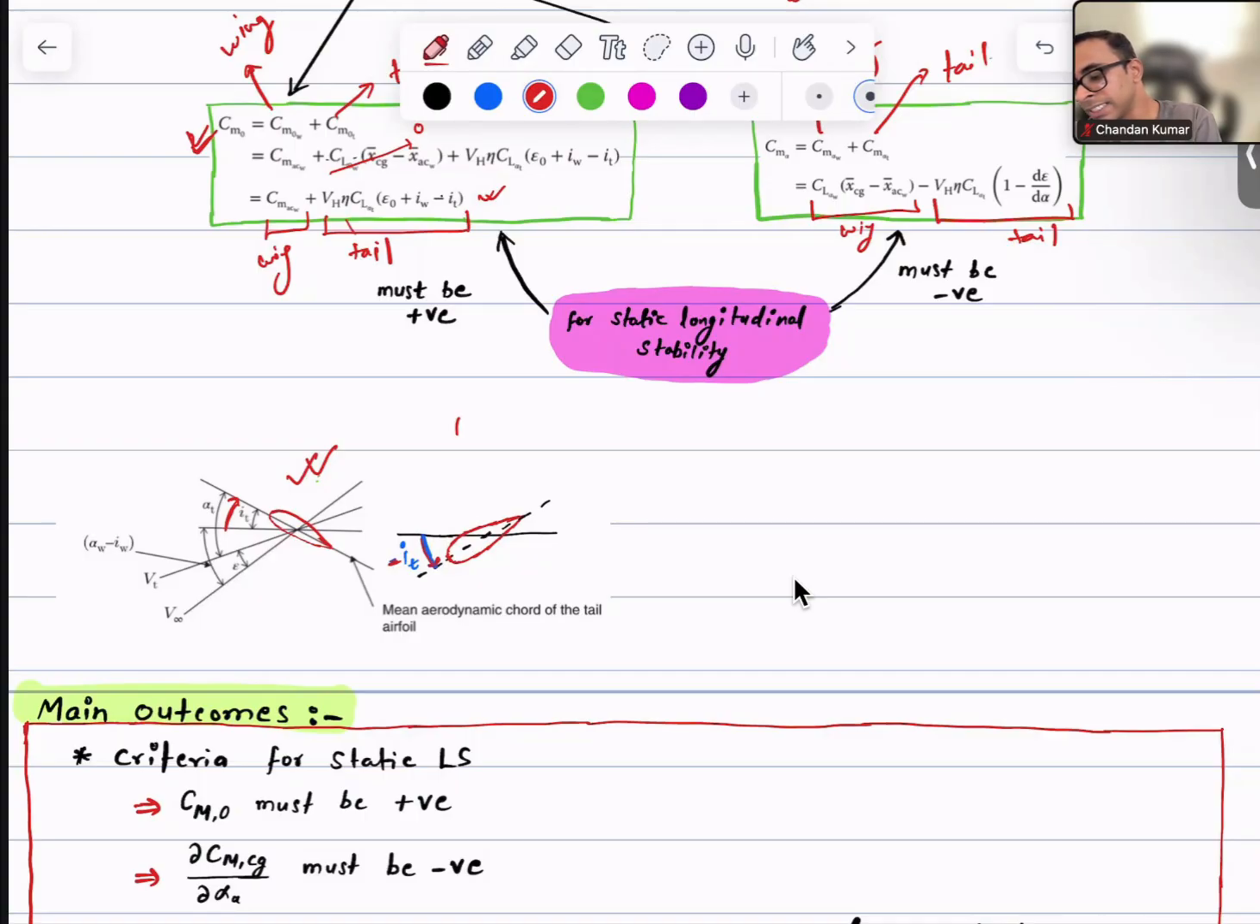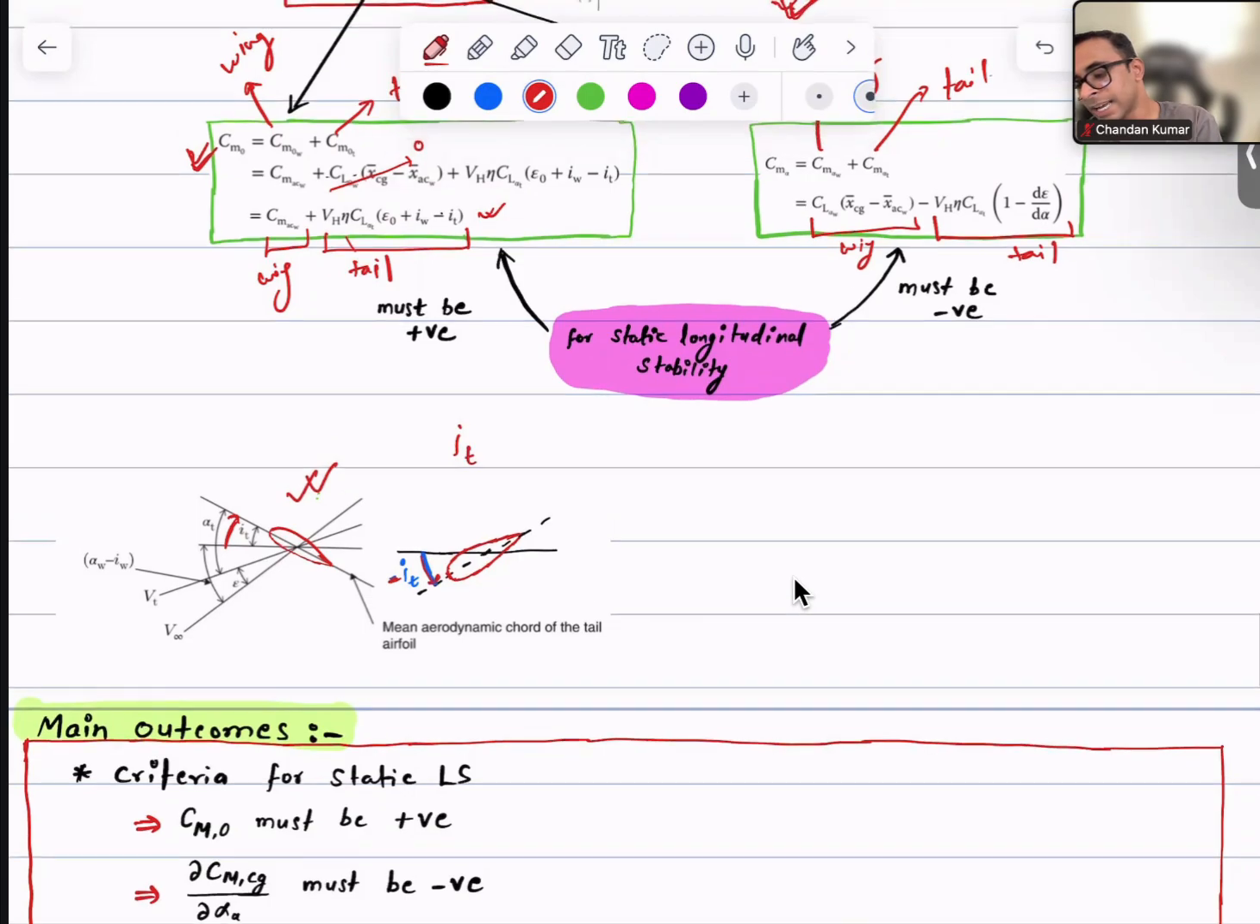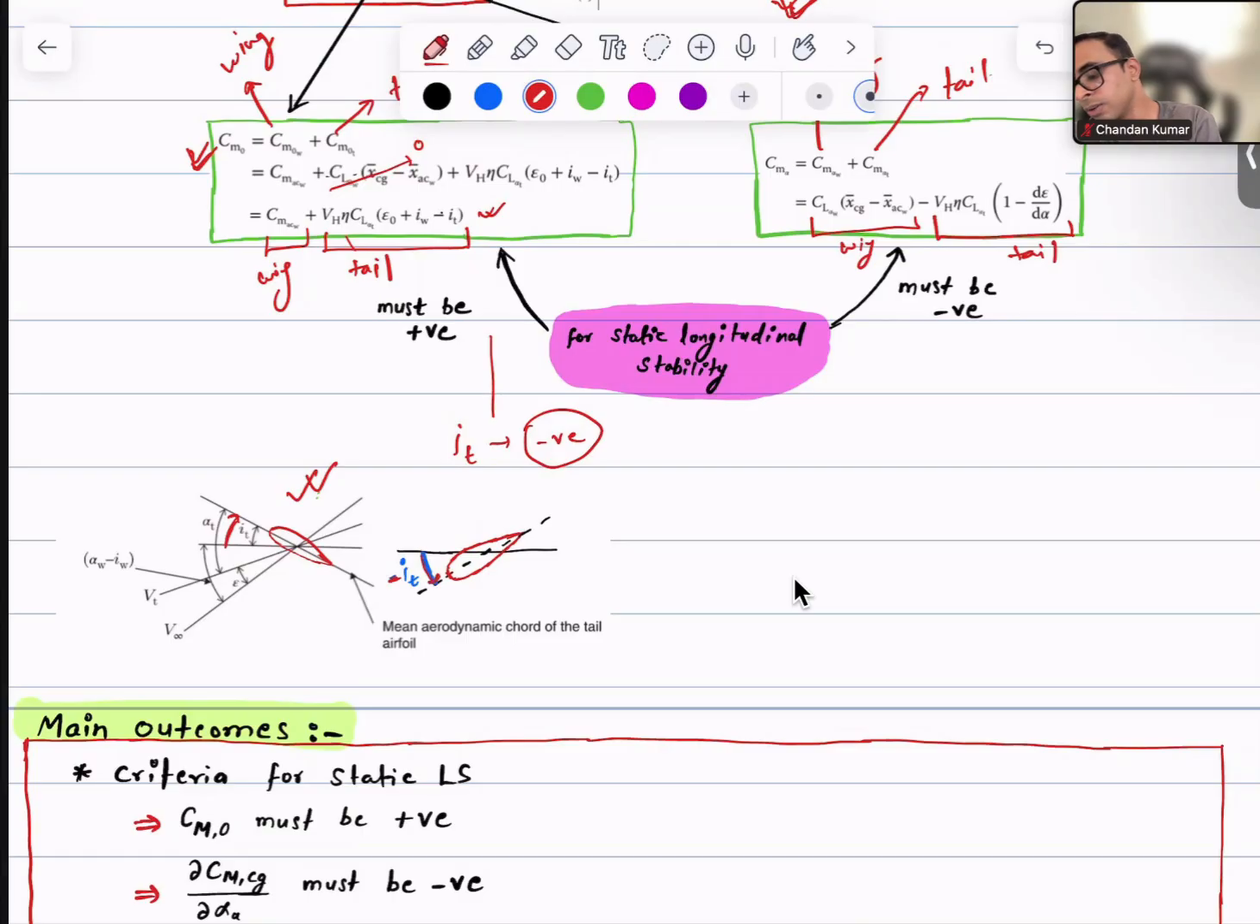So to have the longitudinal stability, the tail setting angle or tail incidence angle should be negative, in the downward direction, so that it will make the second term positive and the whole term is going to be positive, and that is needed for the longitudinal stability.